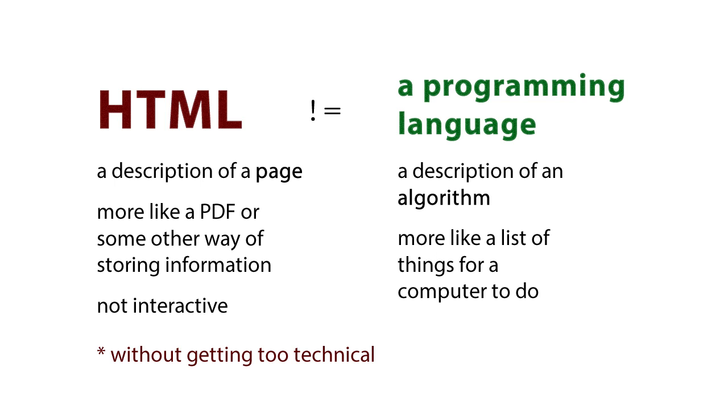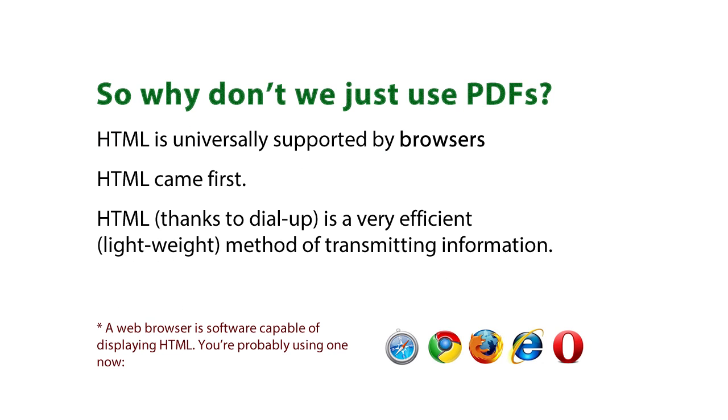So, why don't we use PDFs? Well, there are 3 main reasons. Almost every computer in the world has software that can understand HTML. HTML came first, by decades. HTML is also a very efficient way of moving information about. With old-fashioned internet speeds, you had to be very careful with how long pages took to load, so you had to make the size of each document as small as possible.